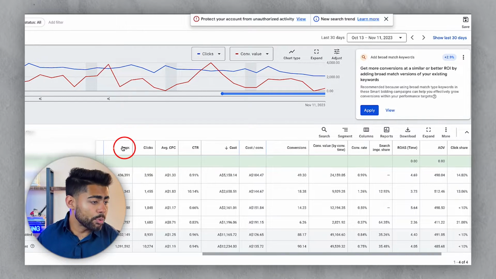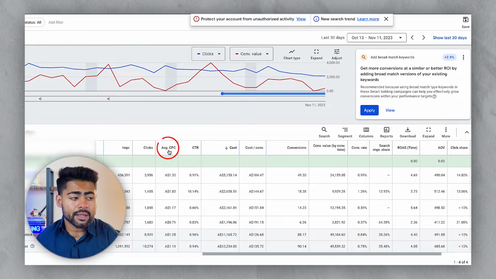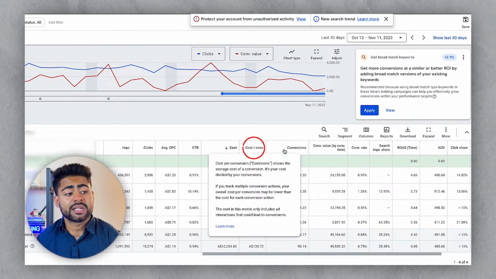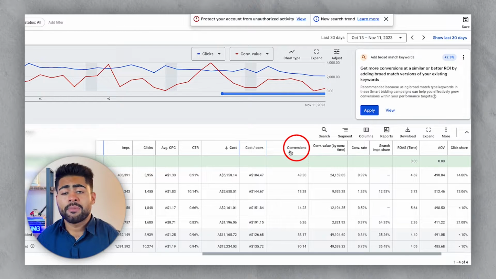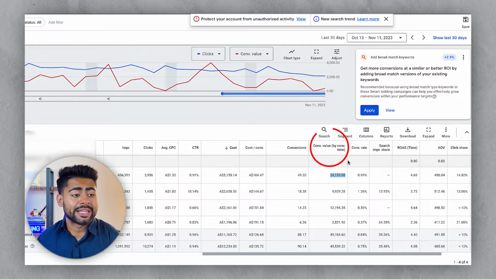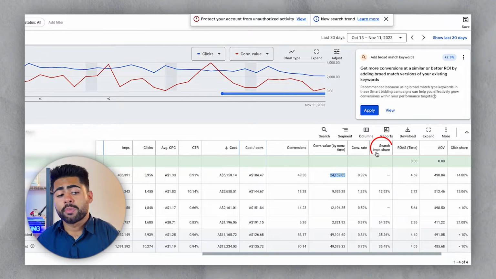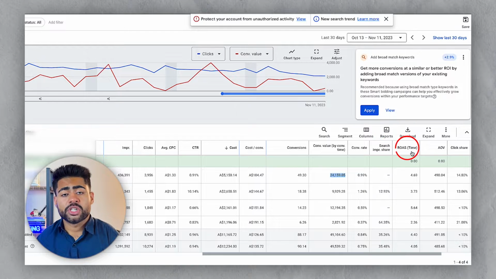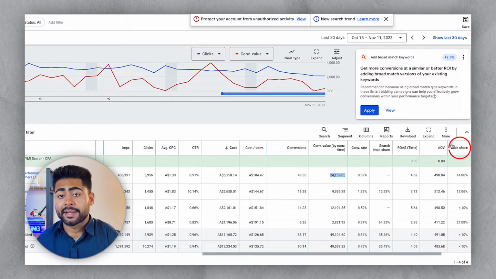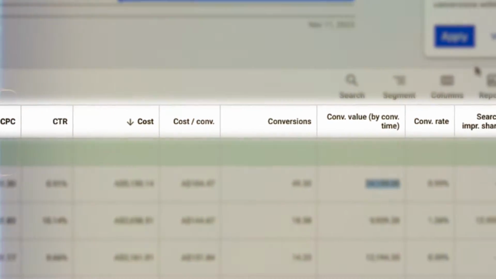Things such as impressions, clicks, average cost per link click, CTR, cost, the cost per purchase, which means cost per conversion, and of course the conversions, how many sales you got in total from your campaigns, what the conversion value for these is, conversion rate, search impression share, ROAS, which is return on ad spend, and second to final thing, average order value followed by click share. These are the only metrics you need with Google Ads to scale. That's it. But just having those things is not enough. You need to know what they even mean.